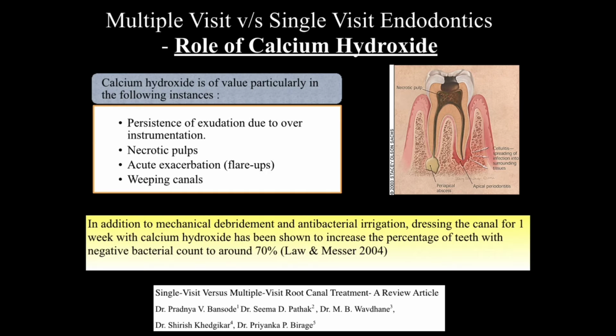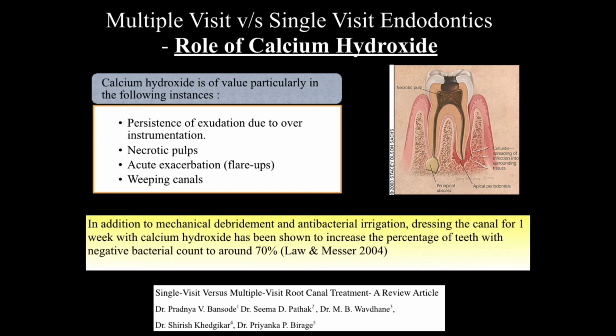But there are a few scenarios where single visit endodontics will do more harm than good, like persistence of exudation due to over-instrumentation, in cases of necrotic pulps, in cases of acute exacerbations, that is flare-ups, and in cases where there are weeping canals. So in these scenarios, calcium hydroxide plays a very vital role.